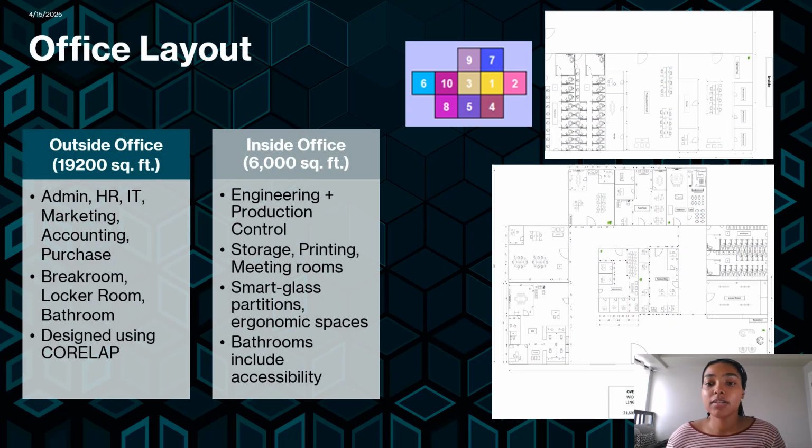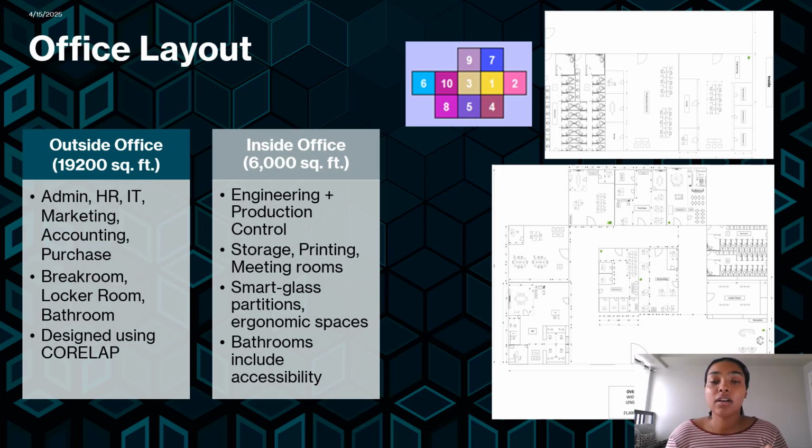Okay, so this part covers the office layout, which is divided into two areas: the outside offices and the inside offices. The outside office is 19,200 square feet and includes departments such as administration, IT, purchasing, marketing, accounting, and human resources, along with break room/cafeteria, locker room, and washrooms. As you can see on the slide, it was designed using the CORELAP method to place departments that work closely next to each other.